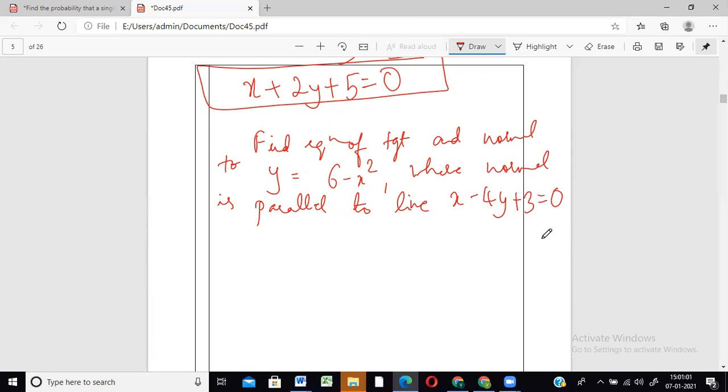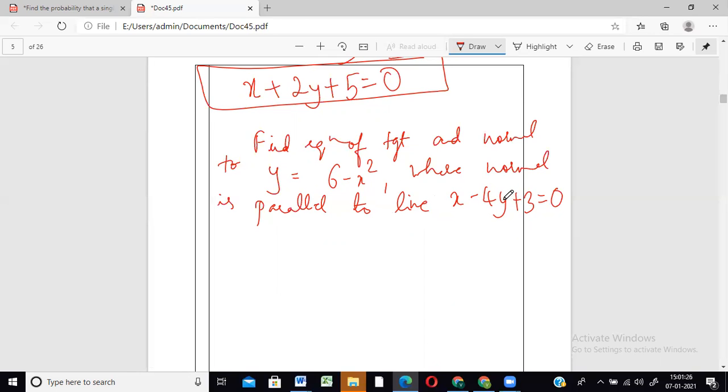By the way, this is our curve y is equal to 6 minus x square. Just like the last question, maybe they had given us one equation of the curve. This is the equation of a curve, y is equal to 6 minus x square. And what is the second thing they've given? The normal to this curve is actually parallel to the line x minus 4y plus 3.